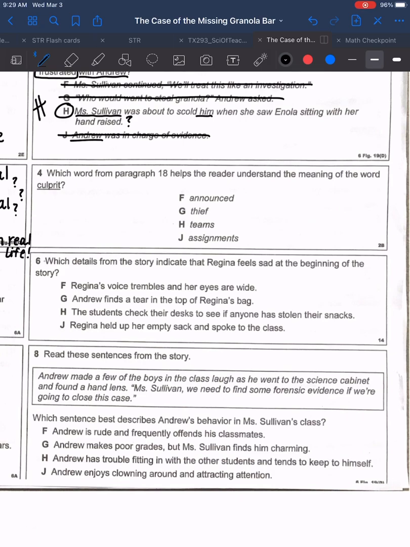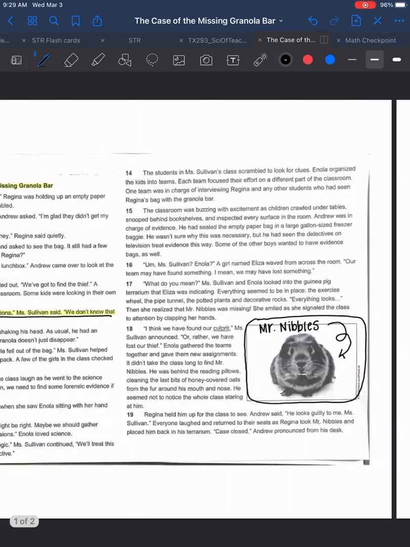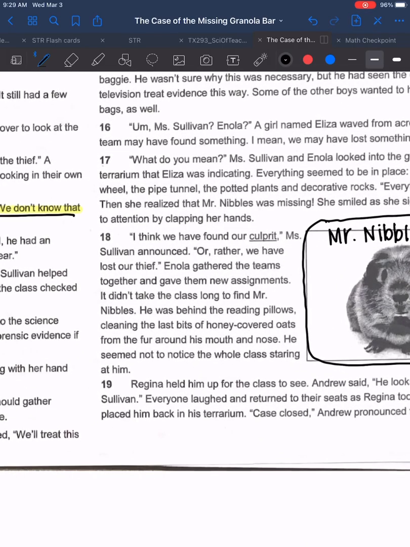Now, let's look at number 4. Which word from paragraph 18 helps the reader understand the meaning of the word culprit? So this tells us exactly where to go back and find it. And we did mention it earlier, but we didn't underline it. But I was right, guys. 90% of the time, we're going to have it in here. So it is important to highlight it.